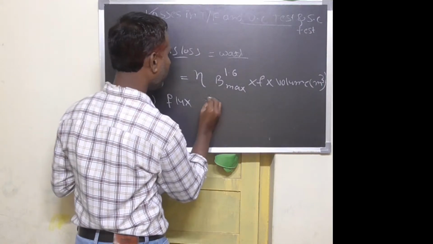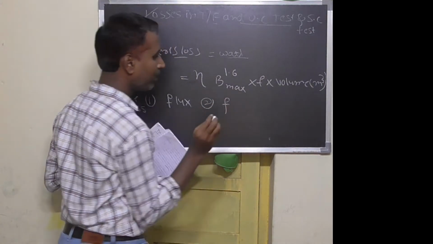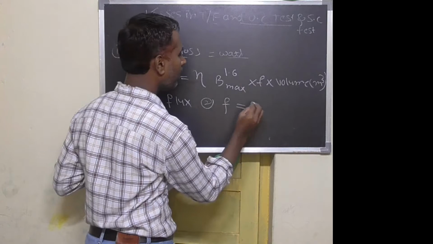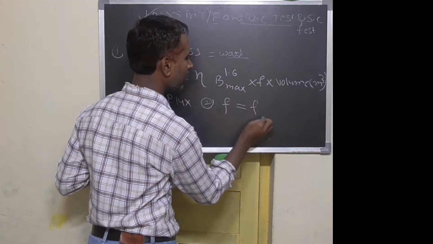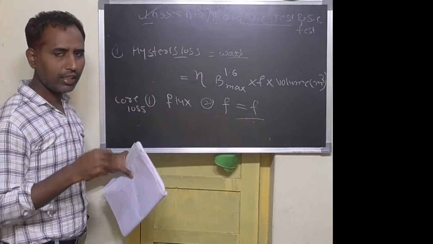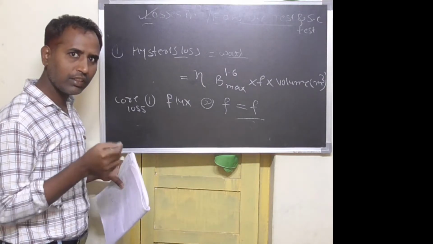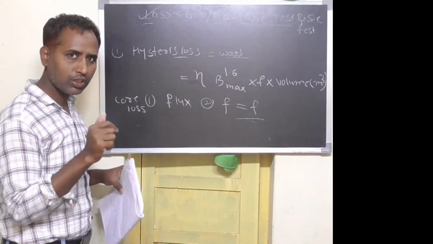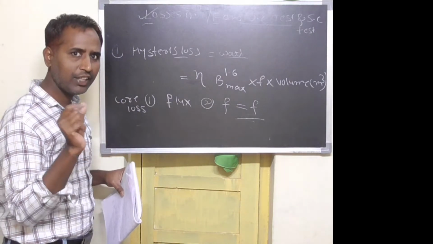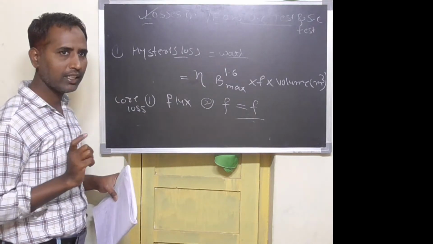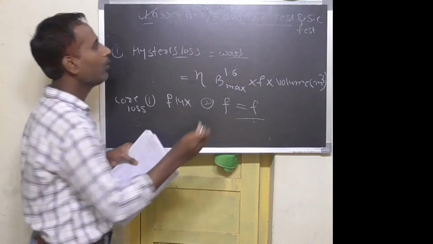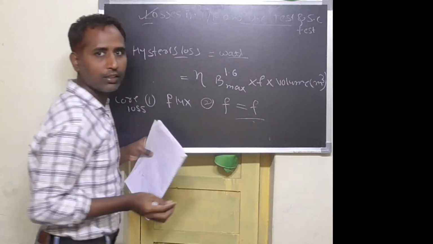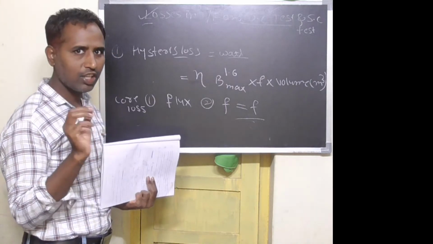Point number 2 is, the supply frequency is equal to the rated frequency. Okay, it means we are giving the supply, we are also giving the frequency. The input frequency should be equal to the transformer rated frequency. This is an important point. This completes your open circuit test. Okay friends, we will start the short circuit test.